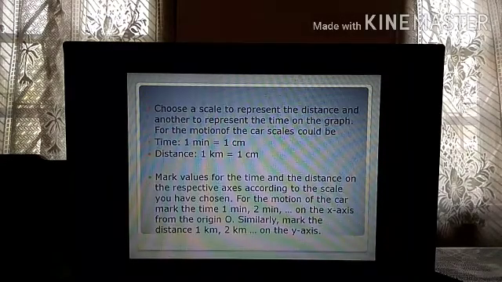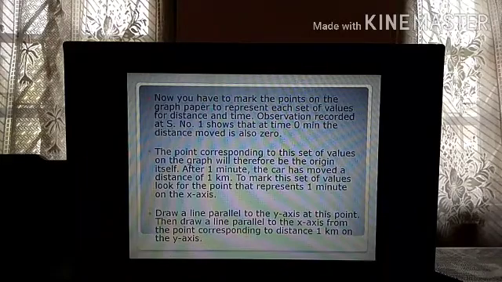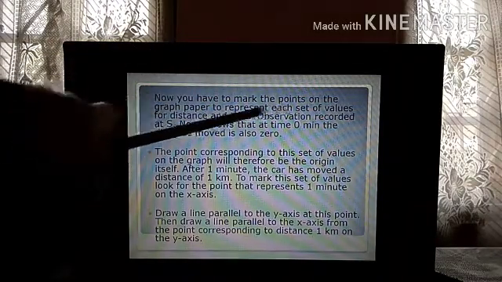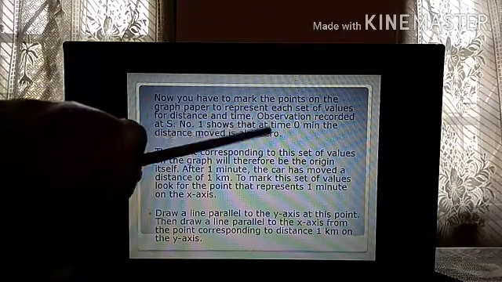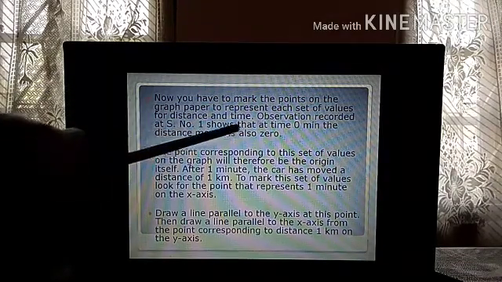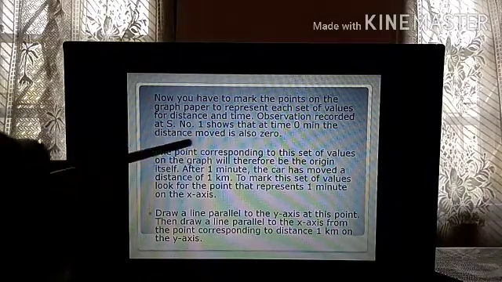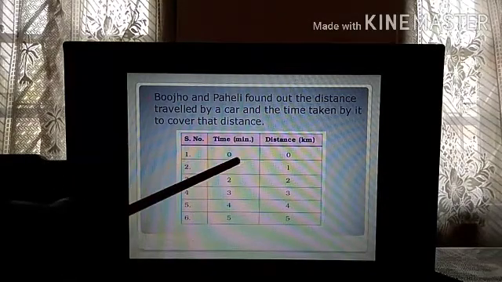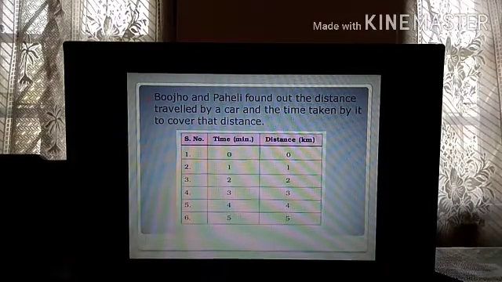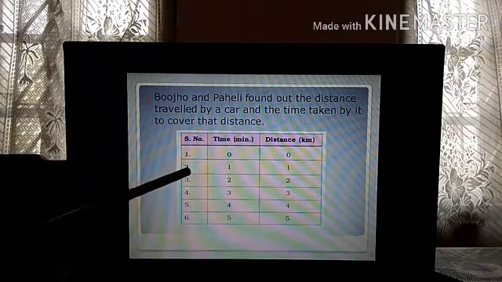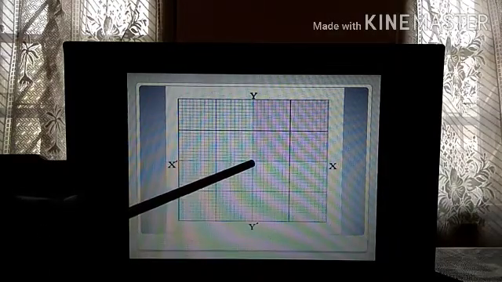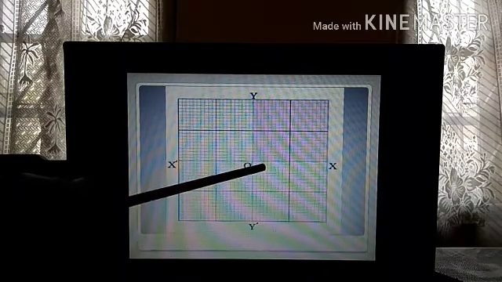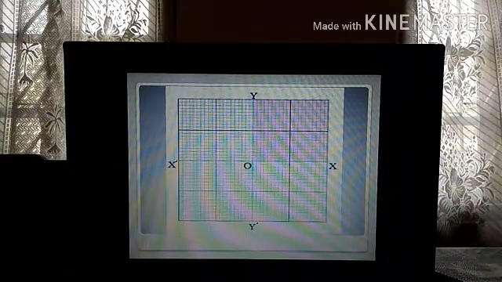Now you have to mark the points on the graph paper to represent each set of values along the distance and time. Observation recorded at serial number 1 shows that at time 0 minute, the distance moved is also 0. As it is shown here, for time 0 minute, the distance covered is also 0. So you will start from 1 on the graph. Suppose this is the graph, 0 you can keep it at O only, no need to mark 0. You start from 1 here: 1, 2, 3, 4, 5, that way you start.